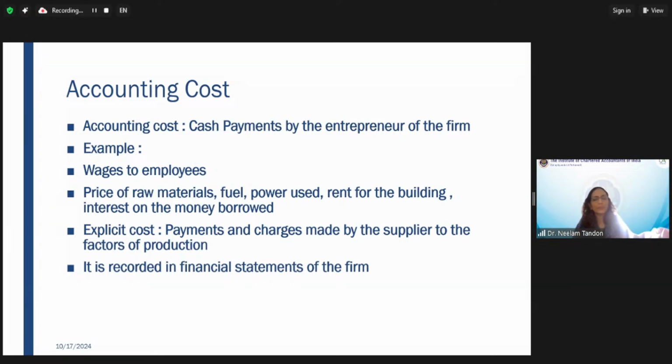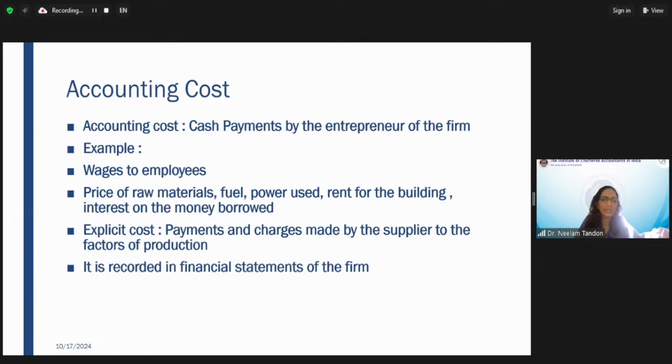Explicit cost means the cost that reflects in your books, because there is a financial transaction, and that will always be reported because you are making payments, and these are the charges made by suppliers to the factors of production. Whichever factor, whether it is rentals, interest payments, salary, or any other factor. So when you pay to the factors of production exclusively, then it is known as explicit cost. And it is always recorded in the financial statements of the firm.